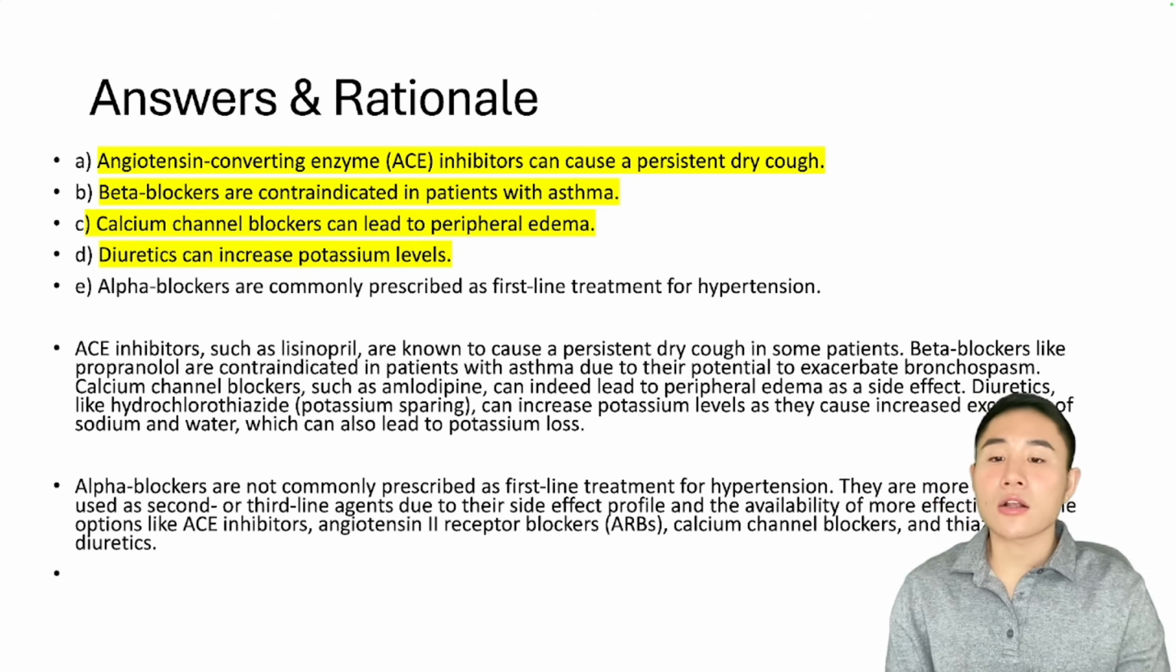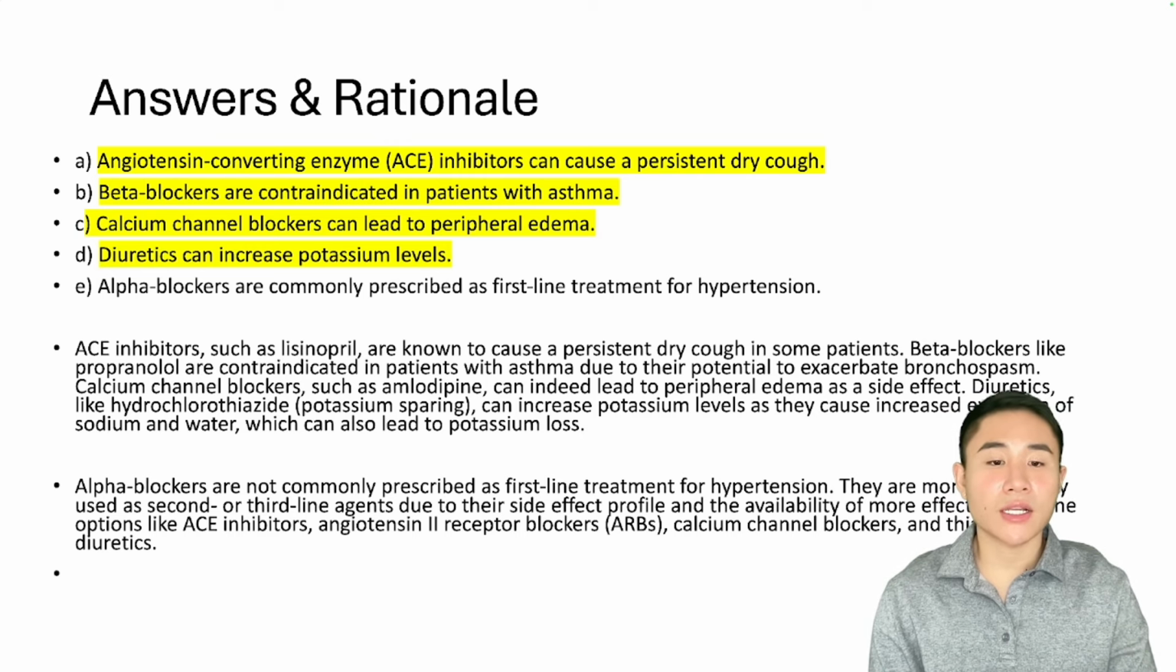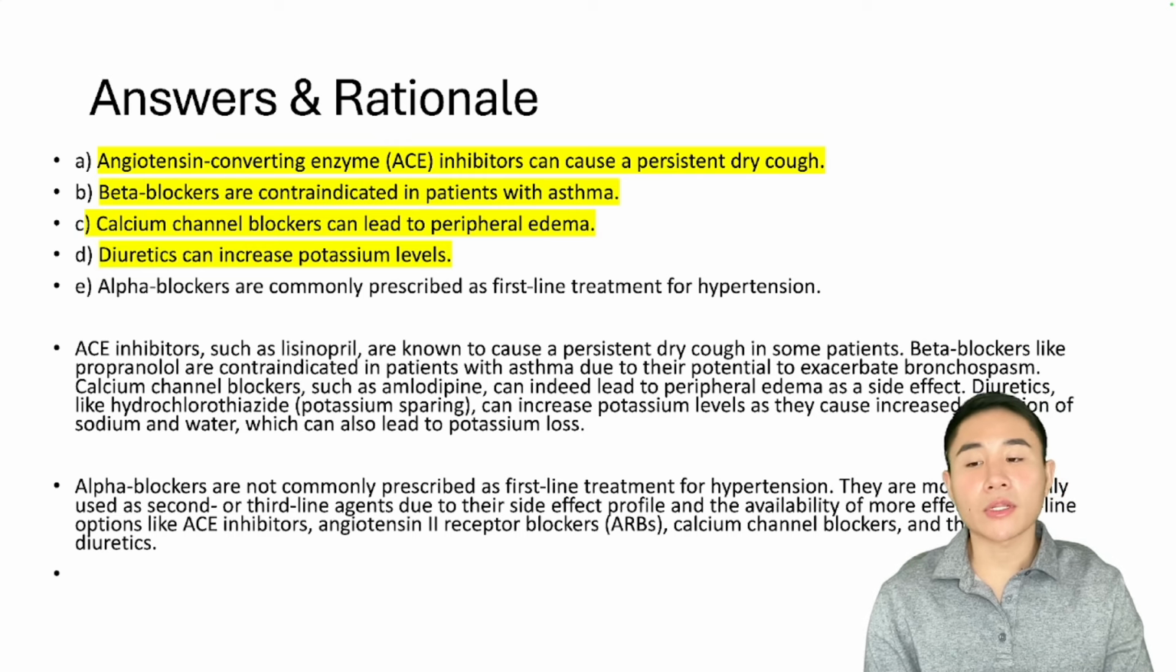Alpha blockers are not commonly prescribed as first-line treatment for hypertension. They are more commonly used as second or third agents due to the side effect profile and the availability of more effective first-line options like ACE inhibitors or ARBs, CCBs, or thiazide diuretics. All right, let's move on to the next question.